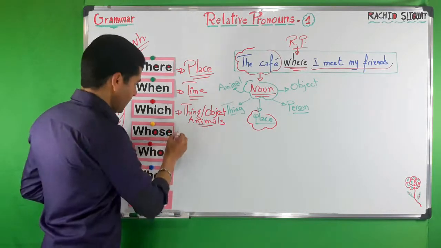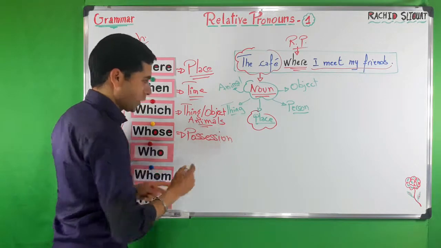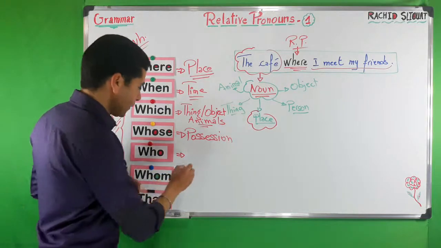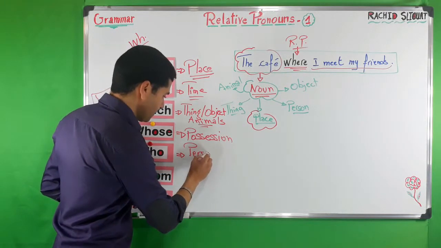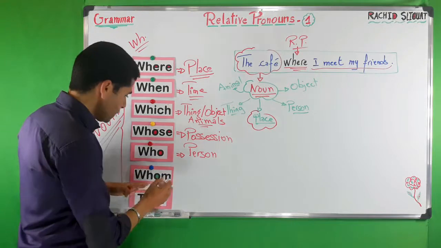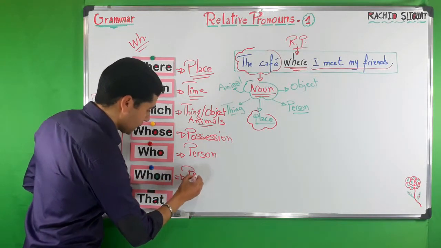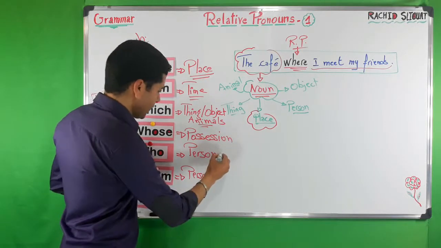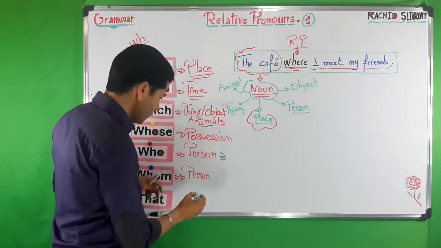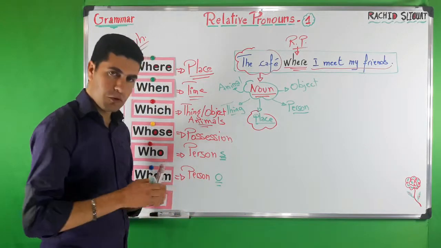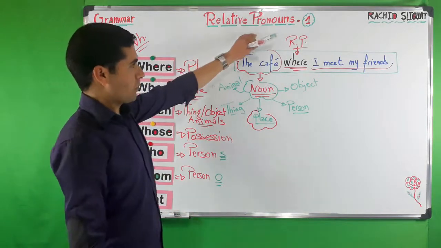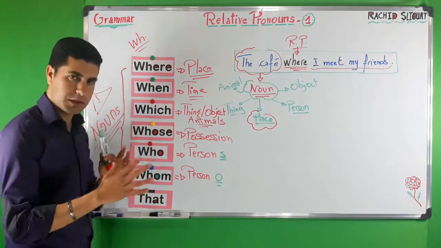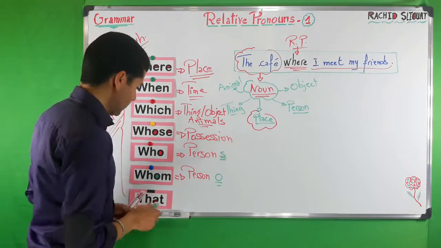Whose is for possession. This is something that we are going to see in examples. Who is for person. And whom is also for person, but we use who as subject and whom as object. So who and whom are for relative pronouns number 2, episode number 2. We will talk about the difference between who and whom not in this episode.